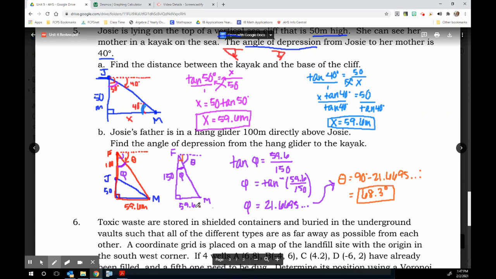You could have also, one more thing, very similar to what we were talking about up here, either using the 50 or using the 40. You could have also, again, noted that theta and this angle M down here are alternate interior angles. So you could have found angle M using 150 as your opposite and 59.6 as your adjacent, still using tangent, and then you wouldn't have had to subtract anything from 90 degrees because it would have given you that same angle measurement. So that's just another way you could have done it.